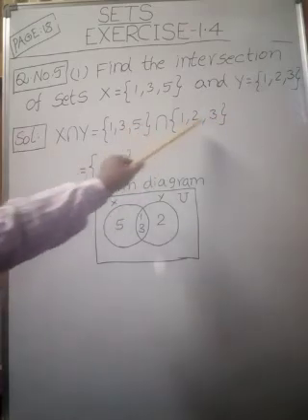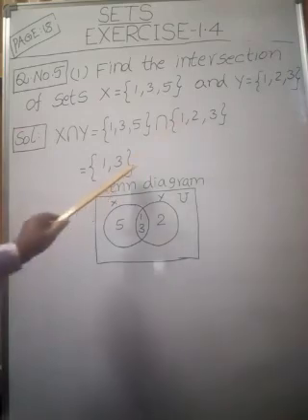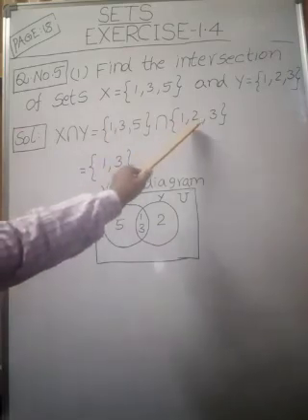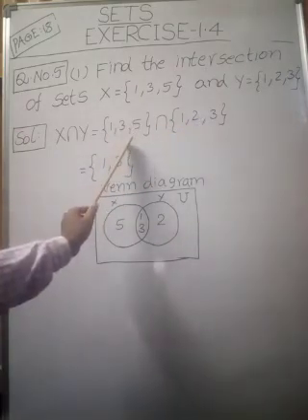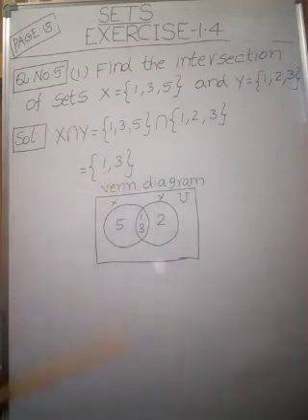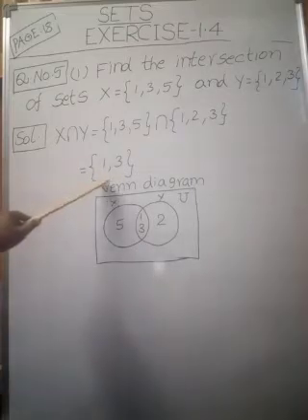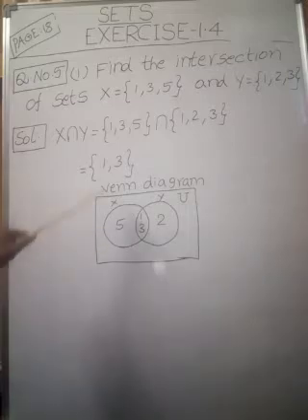Here 5 is there, here 5 is not there, so we don't write. Here 2 is there, but in this set 2 is not there. So only these two elements are common to both sets X and Y. So this is the intersection of sets X and Y. Understood this, my dear children?